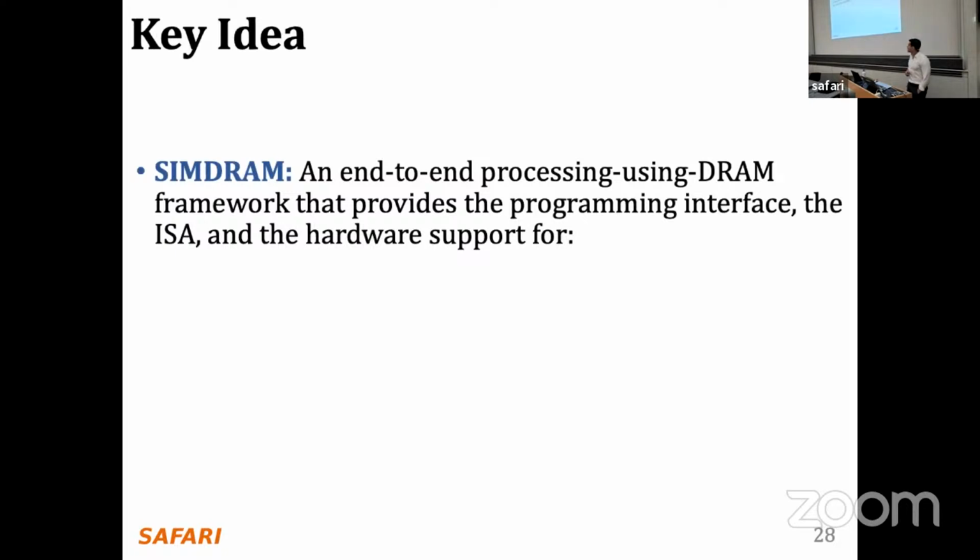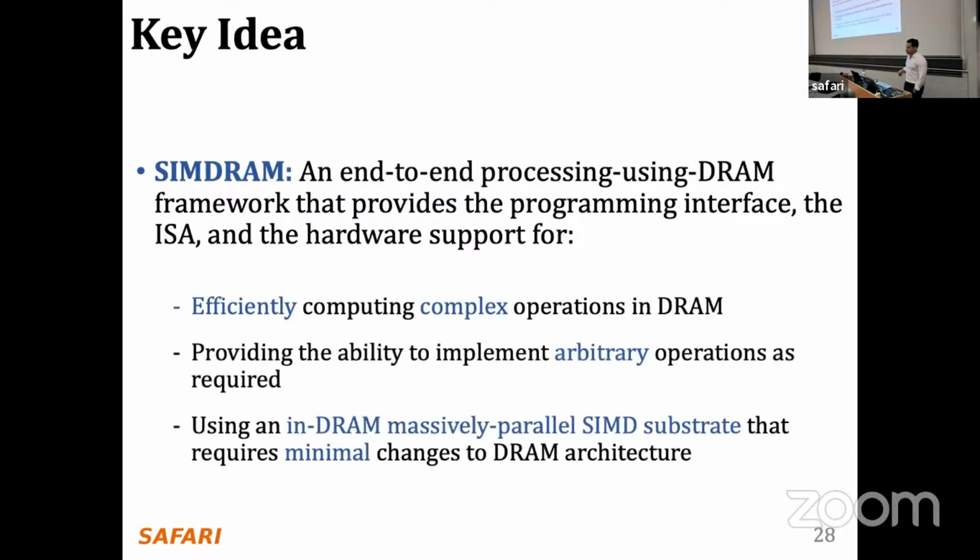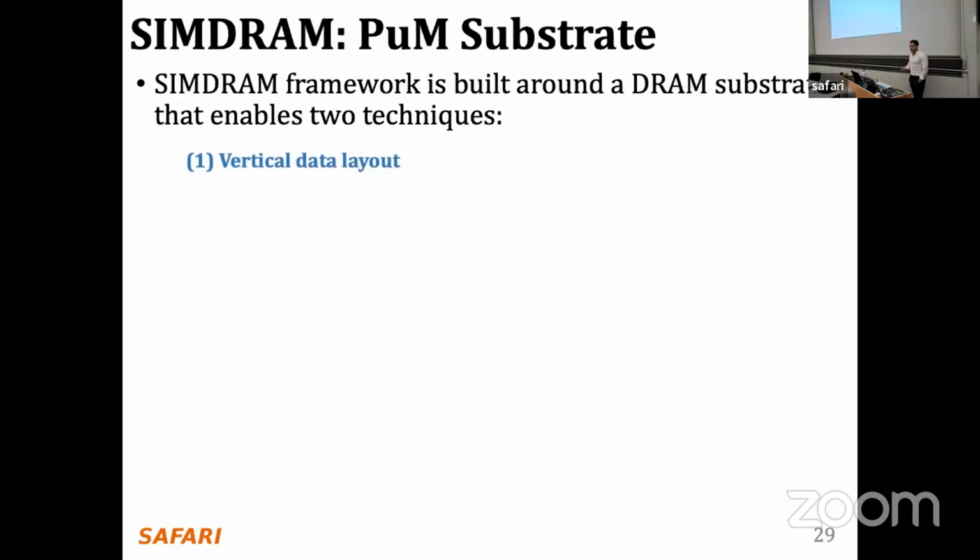And the key idea of this work was SIMDRAM, an end-to-end processing-using-DRAM framework that provides the programmer interface, the instruction set architecture, and the hardware support to compute complex operations in DRAM using an in-DRAM massively parallel SIMD substrate. So for us to do SIMDRAM, we use two main key ideas. The first key idea is to use a vertical data layout for processing-using-DRAM data.